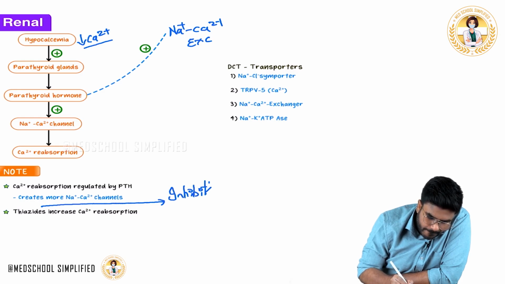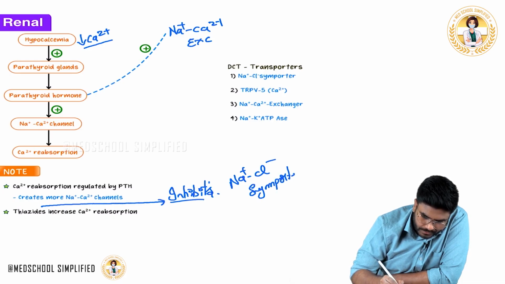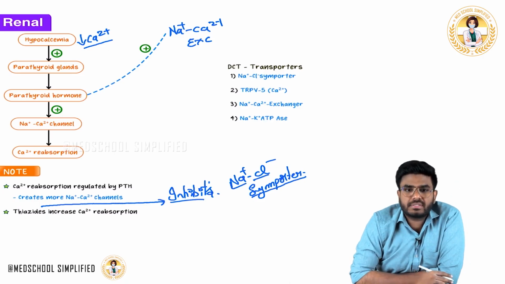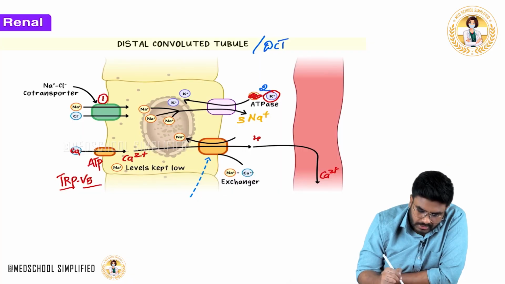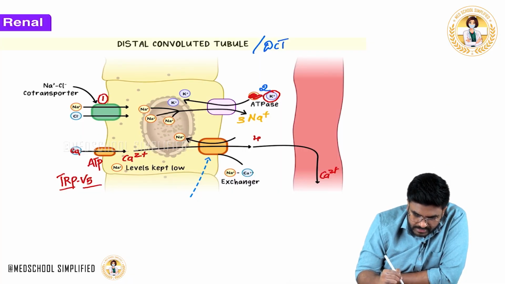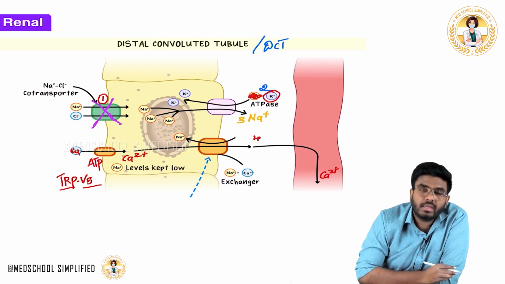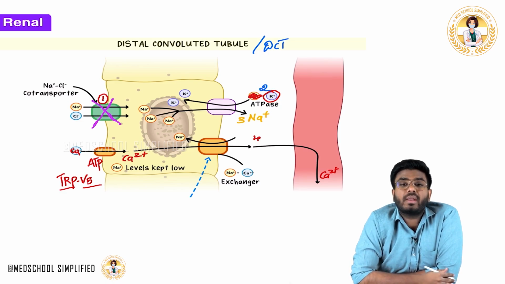Inhibits the sodium chloride symporter. So the sodium chloride symporter is inhibited by thiazide diuretics. Now, what is the sodium chloride symporter? This one, this fellow. When you give thiazide diuretics, what happens? They will come and inhibit the sodium chloride symporter. Because of this, there will be more diuresis.